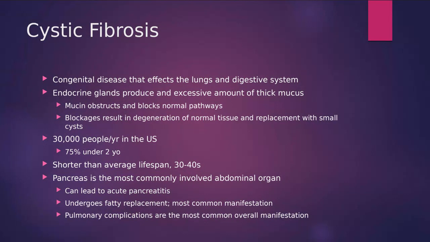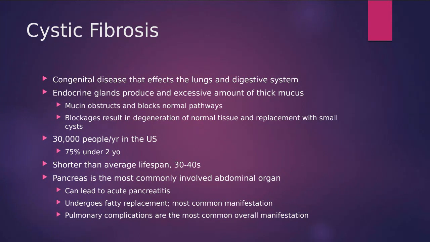What happens is our endocrine glands, and we know our pancreas is an endocrine gland, are going to produce way too much mucus in the body, right? So we have this excessive amount of really thick mucus, and when we have all this excess mucus in the body, it's going to start to obstruct and block our normal pathways. Our digestive system is going to be blocked with this thick mucus. Our lungs, right? All of those bronchial pathways are going to be affected by this thick mucus, and that's why people who have cystic fibrosis have that mucus in their lungs and all the pathways in their lungs, and they can't fully breathe, right?